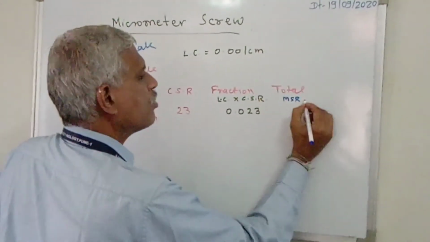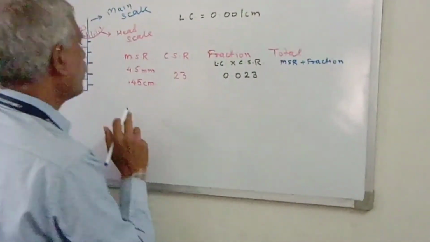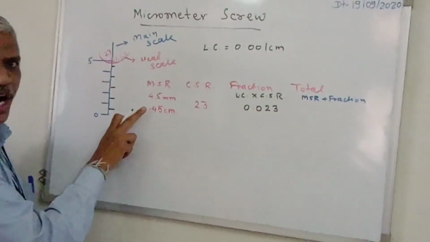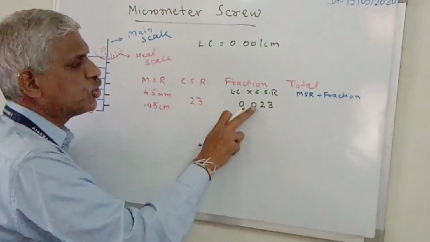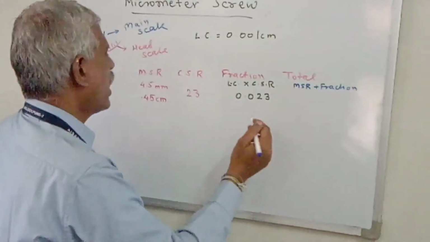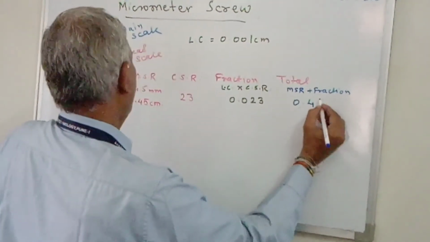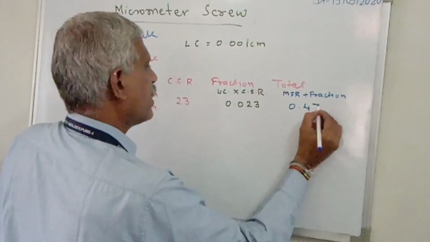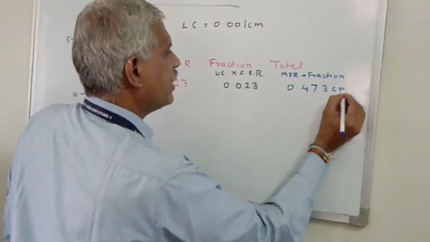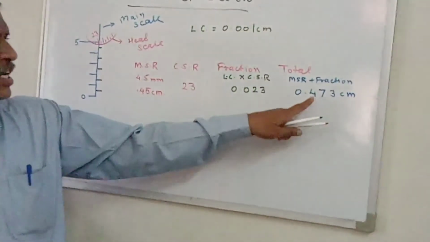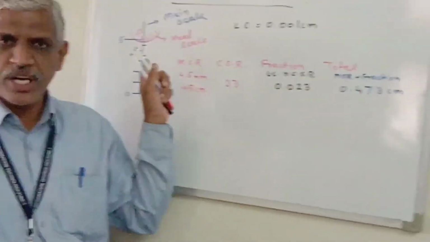The total reading is main scale reading plus fraction. Therefore, to the main scale reading, which is 0.45 centimeter, you have to add 0.023 centimeter, so that the total reading will become 0.473 centimeter. So this is the total reading of the micrometer screw that we are using.